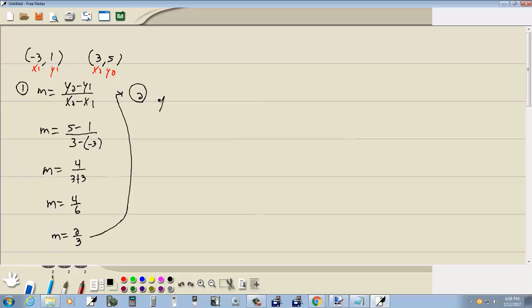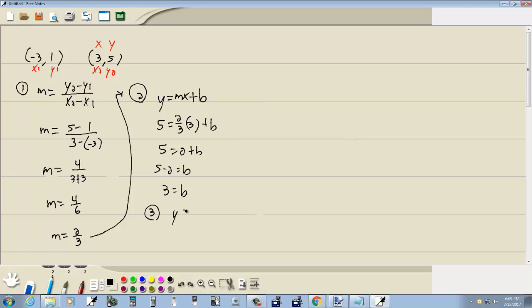Step 2. Plug in the given point for x and y and the slope you found in step 1. Doesn't matter which point we plug in, both of them give the same answer. I'll plug in this one, doesn't have any negatives. So put 5 in for y. M we just said was 2/3. And x is 3, plus b. 3's cancel, and I got 2 plus b. Take 2 over, becomes a negative 2. 5 minus 2 is 3.